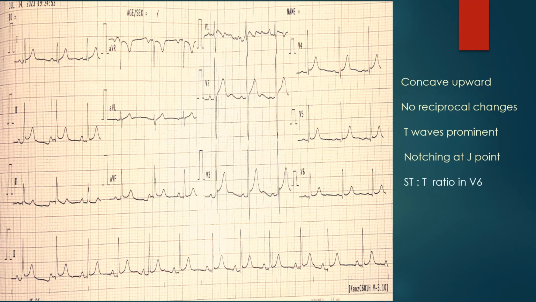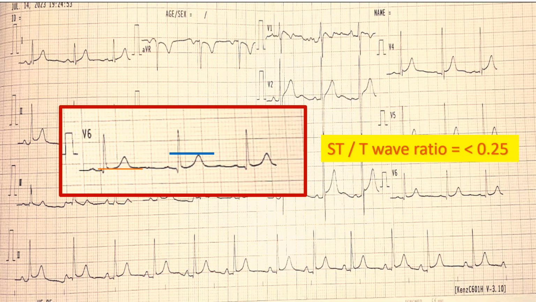In addition, we know that there are some differentials of myocardial infarction. So for that we also need to evaluate for pericarditis. For that there is a value, and that is the ST to T wave ratio in lead V6. We have calculated that ratio, and that is less than 0.25.